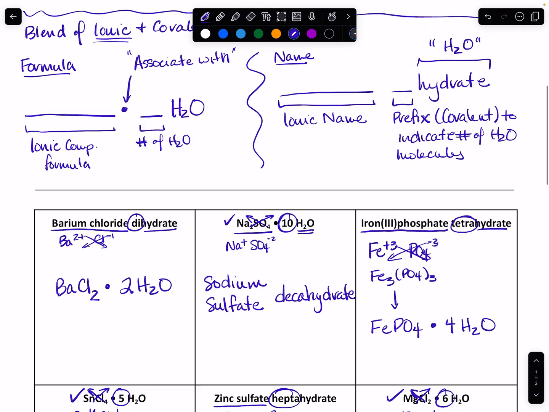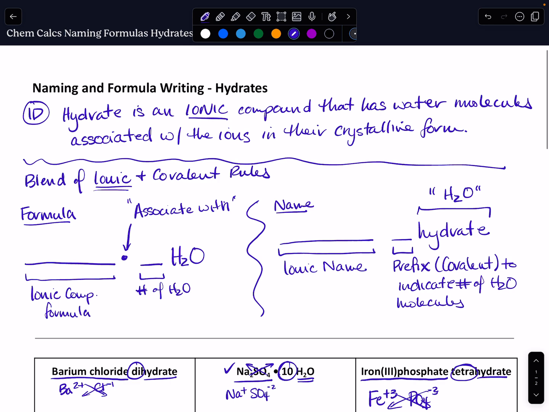Again, you can see it's a blending of the naming conventions for ionic compounds with the use of the prefixes from the covalent compounds. You have to be able to name ionic compounds or write formulas from names, just like you do with plain ionic compounds. If you can't do that, you will miss the hydrates as well. So if you need additional support there, please go back and look at the ionic naming screencast and then come back and try this one again. Okay?